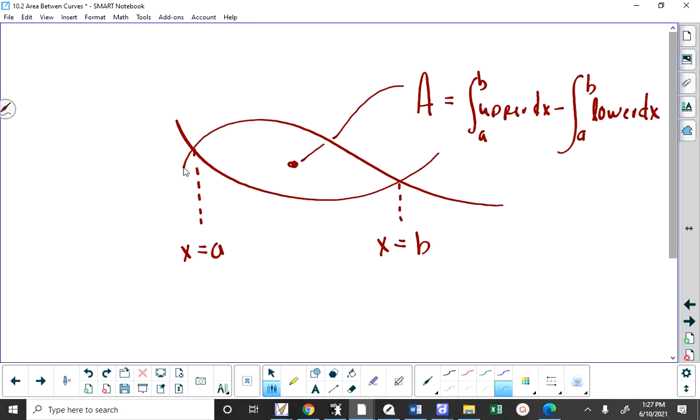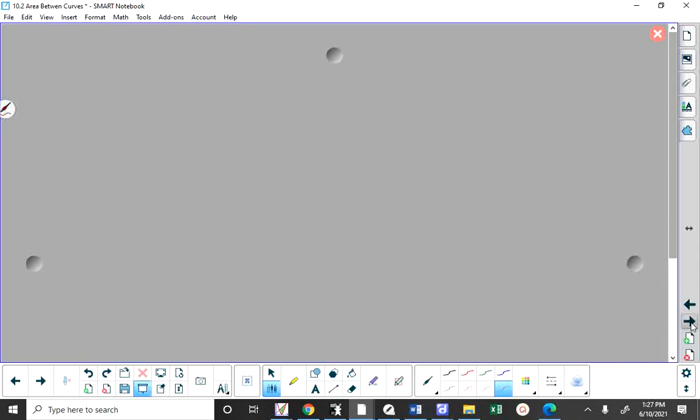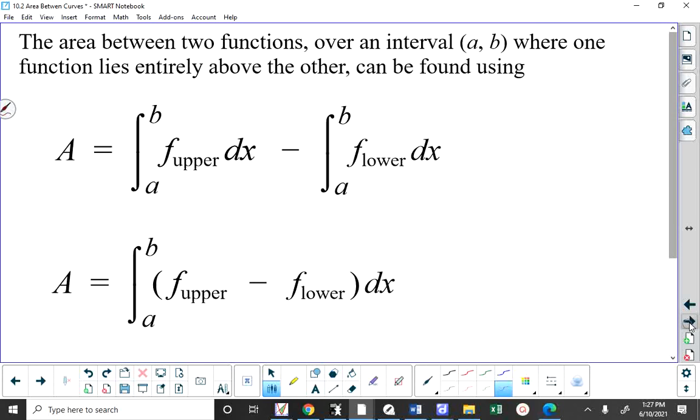We'll talk later about the fact that, strangely enough, it doesn't matter where these are. They could both be below, they could be partly above, partly below the x-axis. It's not going to matter. As long as you use upper minus lower, you will get the answer. That's what we need to do. Right, that's in your notes.